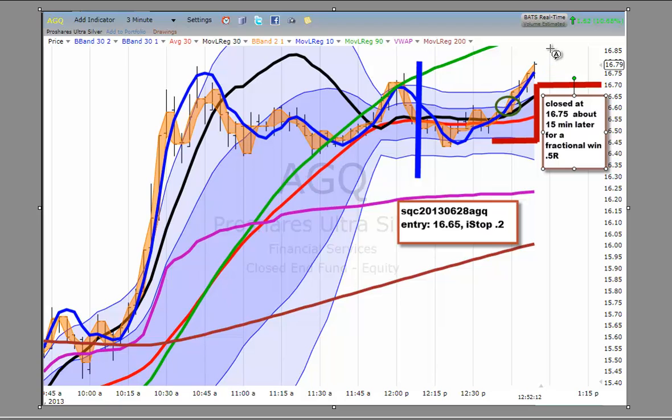And now it's starting another leg up, and I'm hoping to see one of these. However, it gets up to 1679, which was 1R in hand, and then rolled over. And at this point, when it gets to 1R in hand, I go ahead and tap in my protection here at 1670. And about 15 minutes later, it mucks around and then crosses this line for a fractional win of 0.5R.